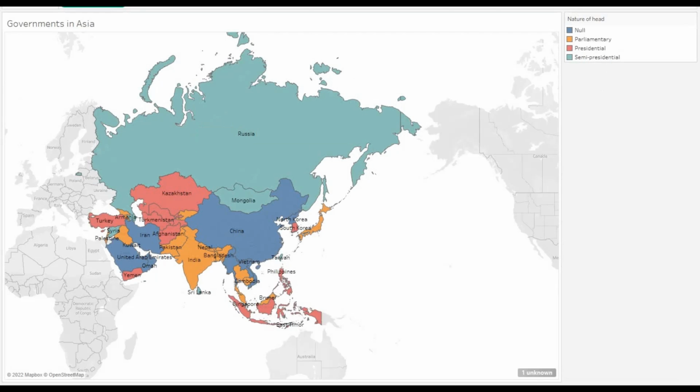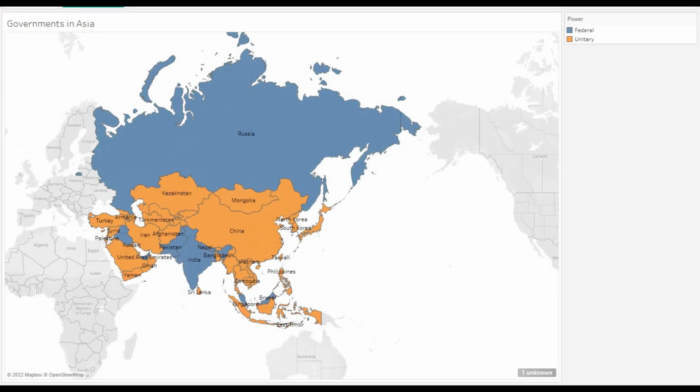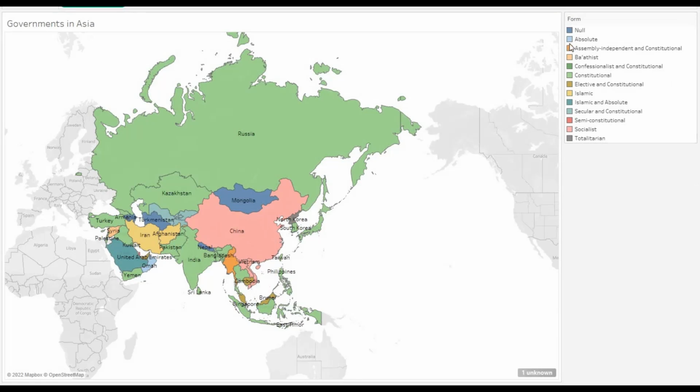Okay, before we go to power, we'll see one more form of distinction. We'll not go through each of these because some of them are overlapping, that is they are combined, but we'll see one by one. Now, absolute means the total power or total right to take certain decisions lies with that particular head itself.